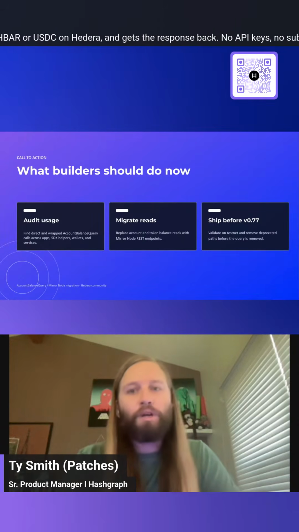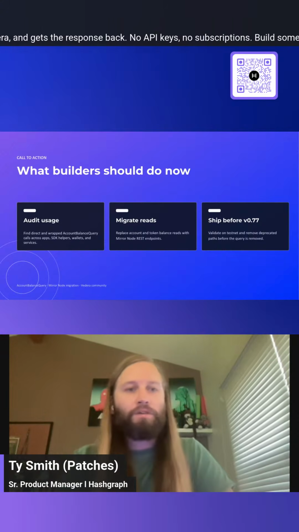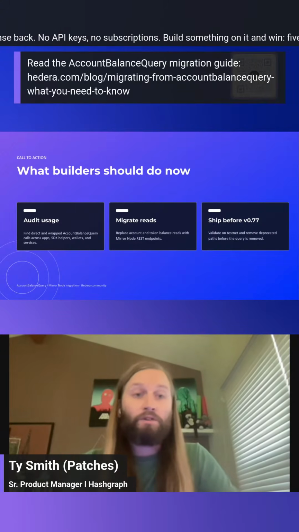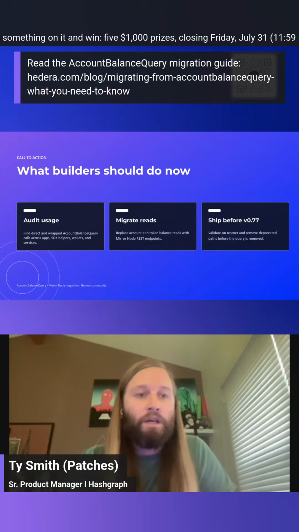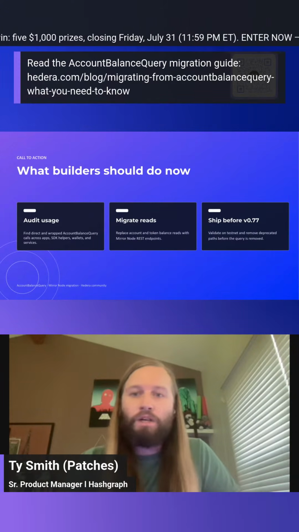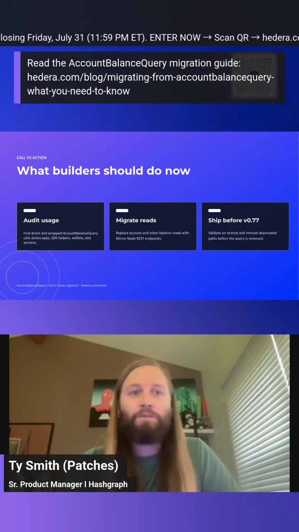So that was it. A little quick, but definitely really important. Make sure that you're using the best way to get data into your application so that it works, and it works very well. So: audit usage, migrate your reads, ship before 77. Keep it that simple.